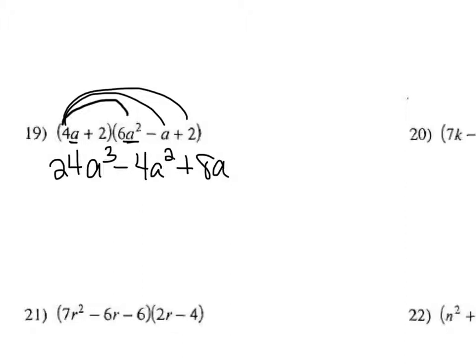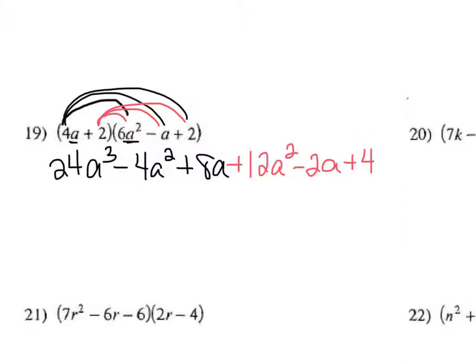So we move to the next thing, which is a 2. So we go 2 times 6a squared. So that turns into 12a squared. Then we have 2 times negative a. So that's negative 2a. And then we have 2 all the way to the end, 2 times 2, which is 4. And now we just look for our like terms.